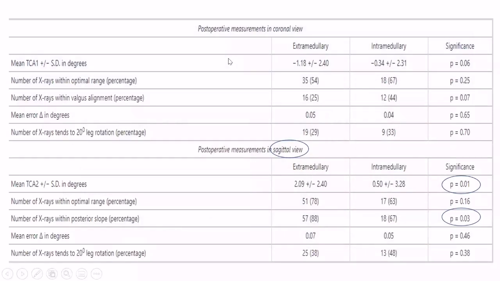So there are many literatures suggesting both of them have no significant difference. And you can see here only the difference in the sagittal view regarding the extramedullary device. We have a lower standard deviation than the intramedullary device, which means that this is more correct in the posterior tibial slope. And this is the slope angle.